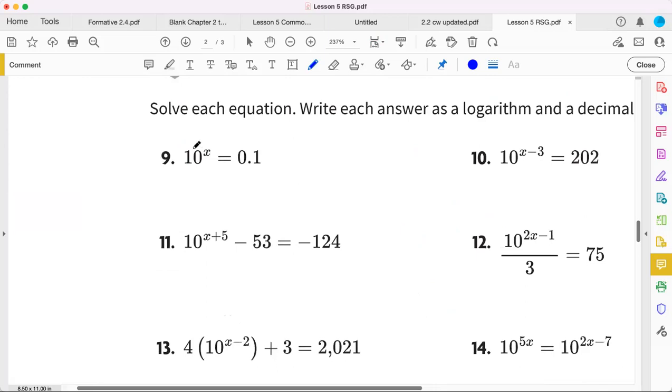So going to log form, you already have your base 10 isolated, maybe some steps. Oh, where's it at? Some steps. Steps. Isolate your exponential.